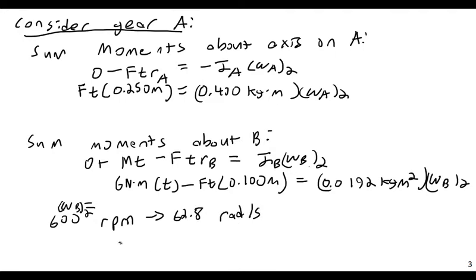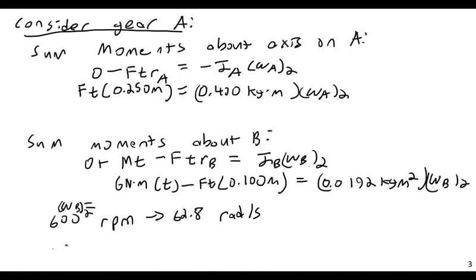62.8 radians per second. And then if you do a simple conversion, if we say 62.8 RPM, the final omega A is going to be 62.8 times the radius. Okay, so how can we calculate omega B?